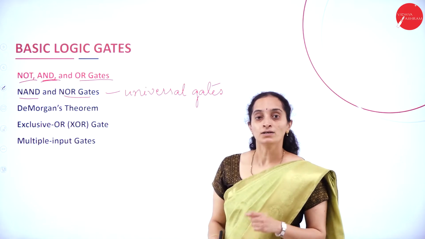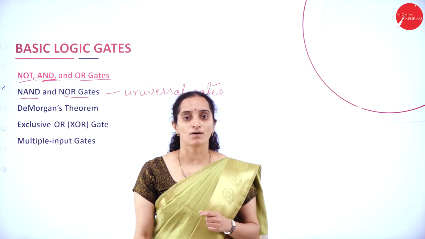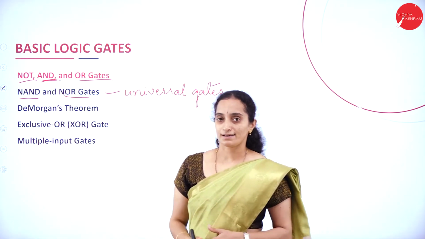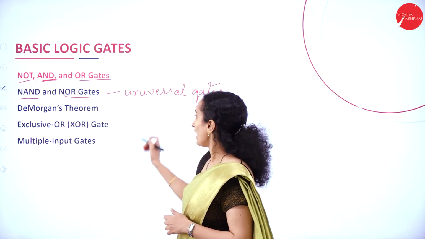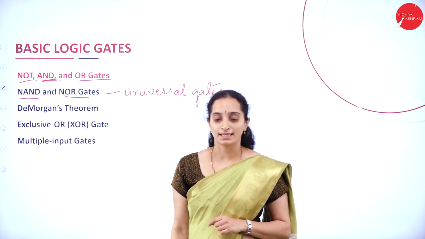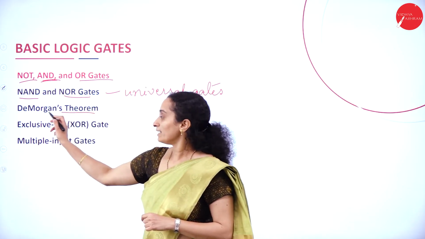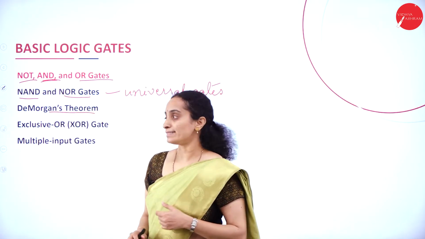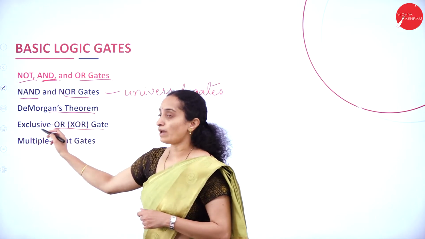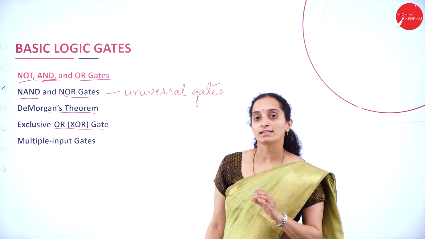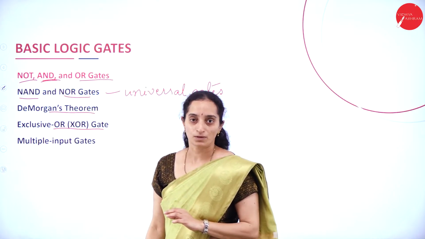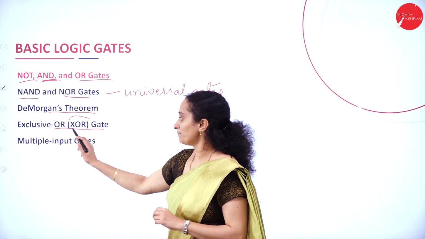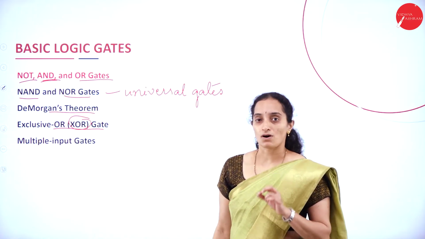These are called the universal gates. Why are they called the universal gates? Let's discuss later. Now we have the universal gates. We use De Morgan's theorem also to implement the gates. Apart from that, you have another gate known as the exclusive OR gate, or simply the XOR gate.